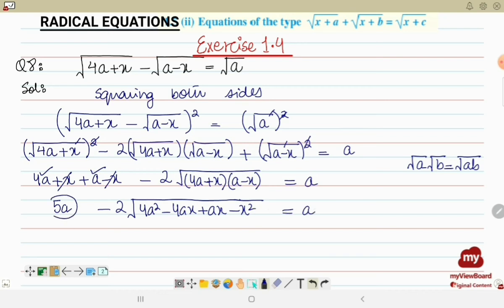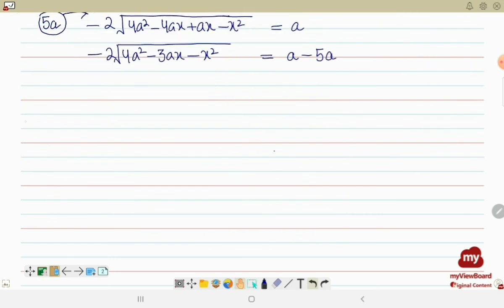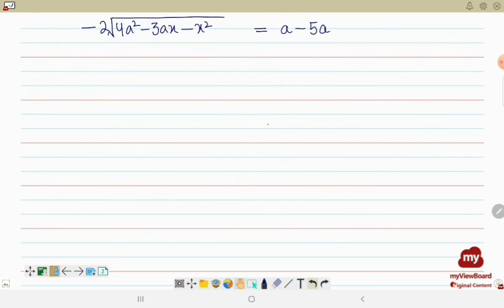We'll move 5a to the other side of the equation, and here we are left with 4a square minus 3ax minus x square, and when we move 5a to the right hand side, it will become minus 5a. Let's further simplify it. Since now we are going to have just one radical term, a minus 5a becomes minus 4a. So we have converted type 2 into type 1.